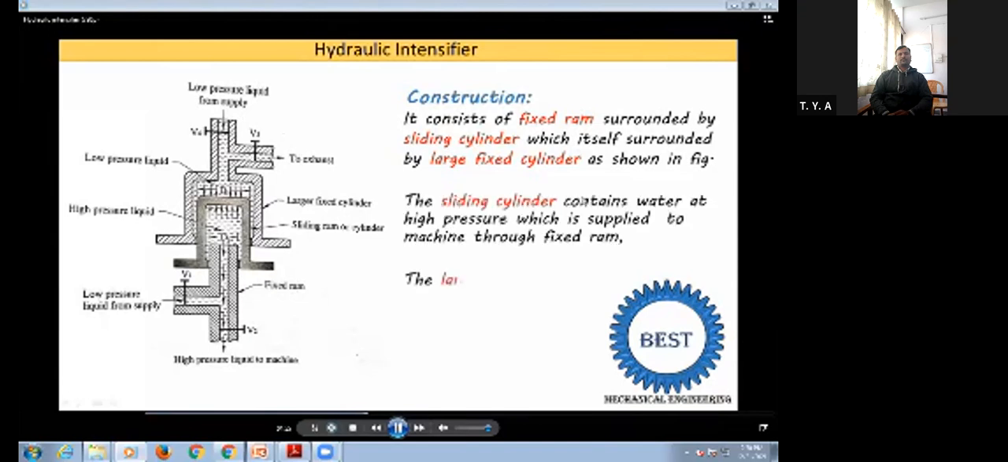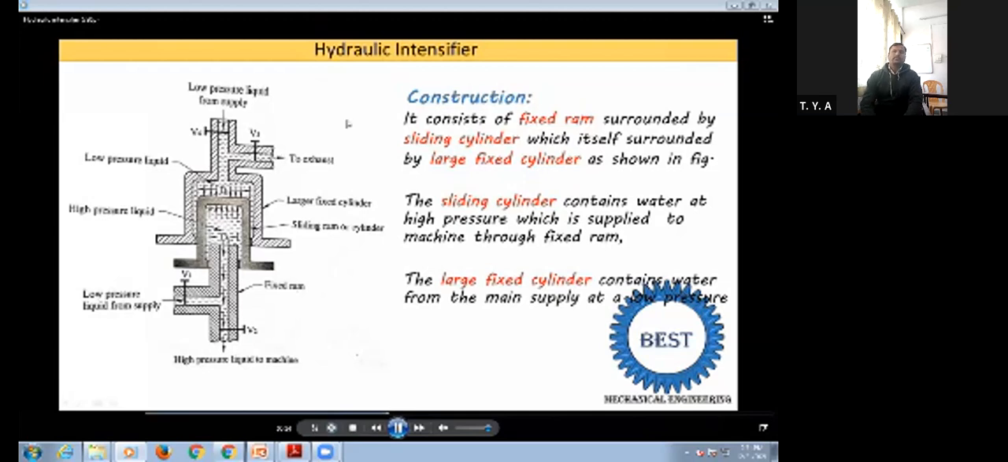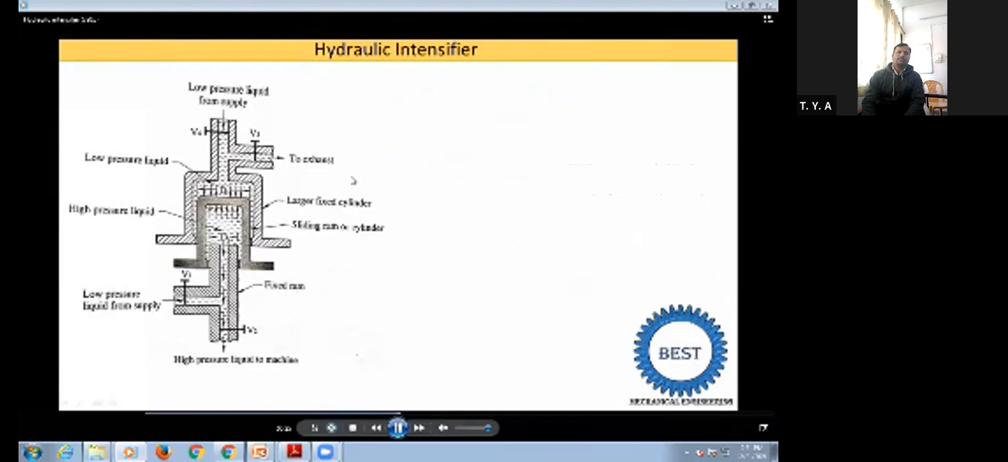The sliding cylinder contains the water at high pressure. So high pressure is achieved in these sliding cylinders. Then it is supplied to the fixed ram, and through the fixed ram it is supplied to the different hydraulic machines. The large fixed cylinder contains the water from the main supply, and it is also exhausted through the valve V3. So this is the construction: three cylinders and four valves, and high pressure is achieved in the sliding cylinders. Next part is the working.